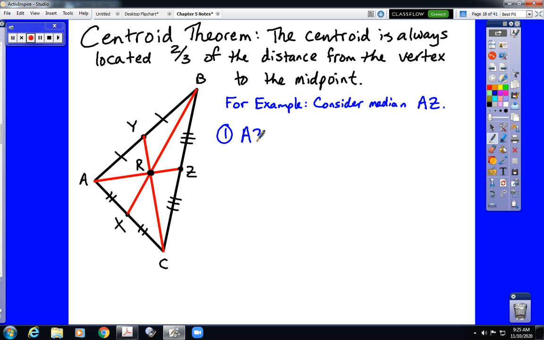So what I'm saying is that if we consider the length of AZ, if we consider the length of AR, that length is exactly 2/3 of the entire length of the median. So AR equals 2/3 of AZ. Now, that is not the only relationship that exists on that median. Because if AR is 2/3 of the entire length, then RZ would be exactly 1/3 of the entire length.